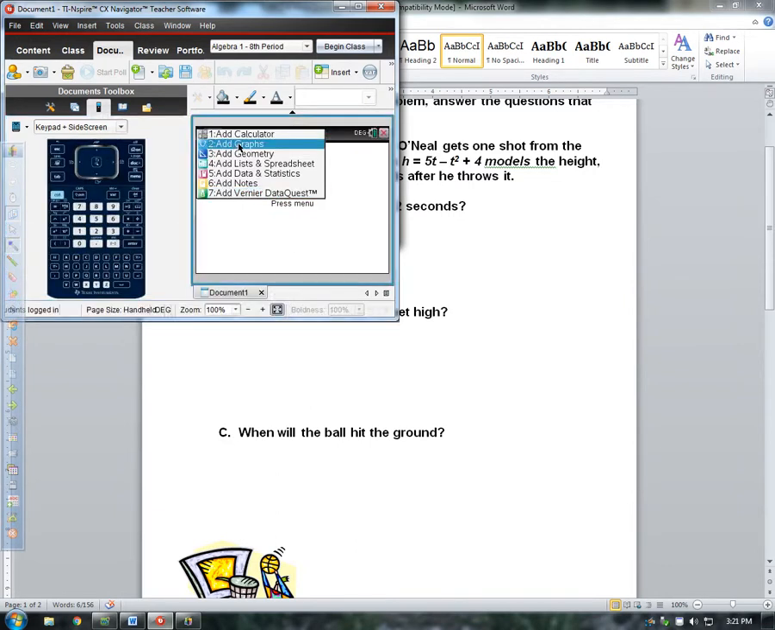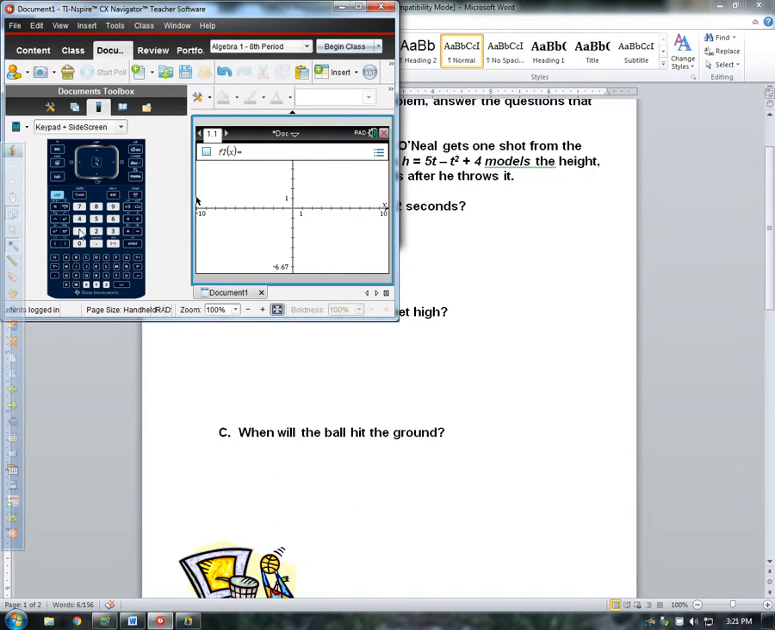I'm going to add a graph, and then I'm going to type in 5x minus x squared plus 4. Okay? There's my basketball shot.